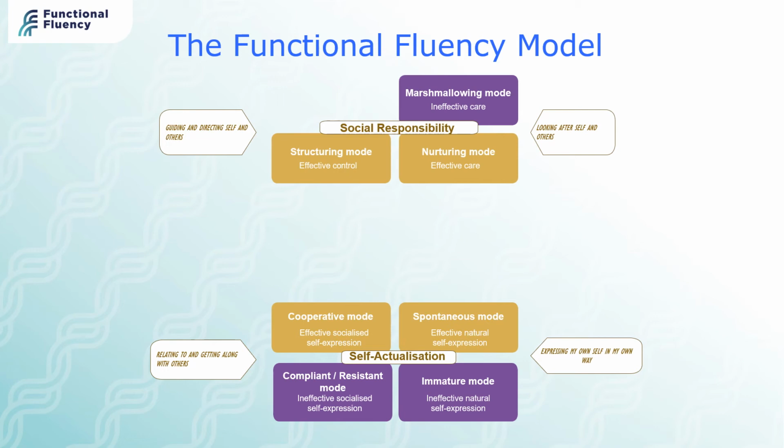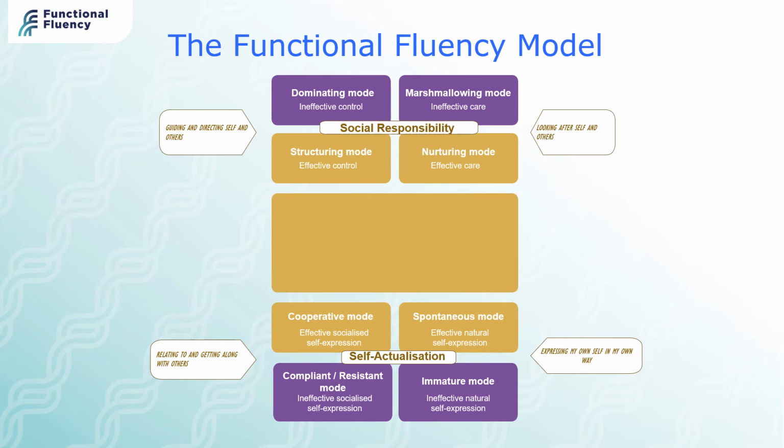Authoritativeness in structuring mode shows people that they can trust you and that you will be consistent in your behavior with them. And when the guiding and directing is done in a way which is unhelpful, we call that dominating mode, which is ineffective. So this is all about being blaming and bossy, fault-finding and critical, maybe even punitive. And it shows a lack of respect for the individual.